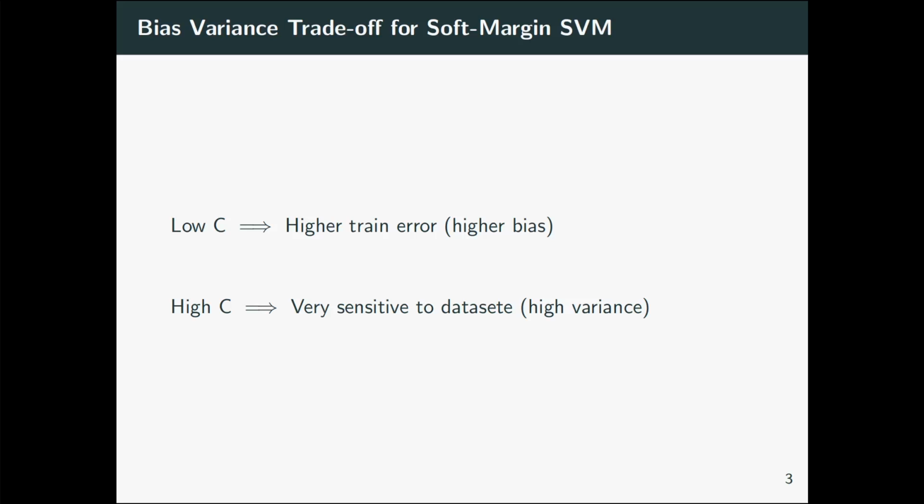Just to summarize, low C means high training error and a higher bias. A high C makes our model very sensitive to the data set, which means that there is high variance.